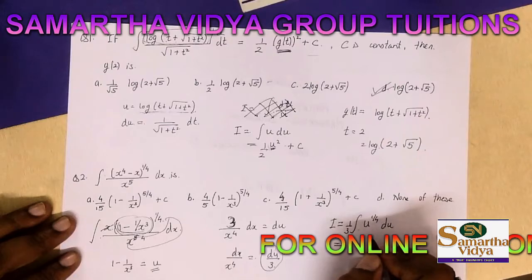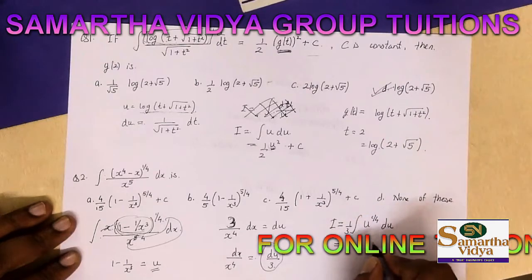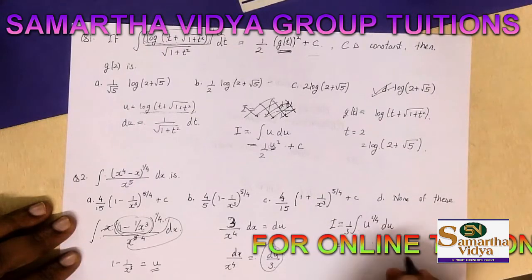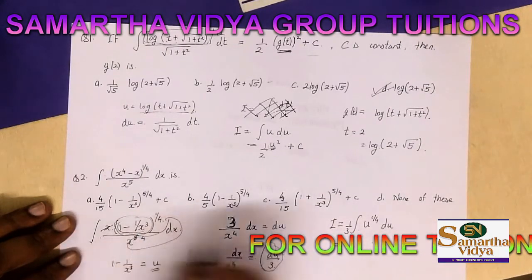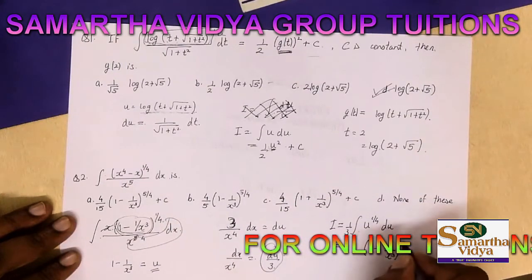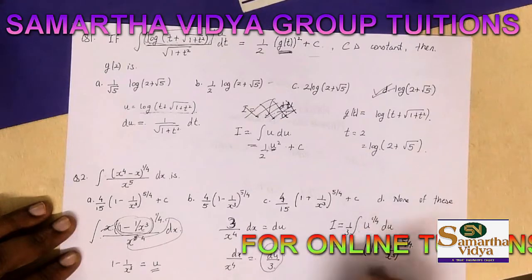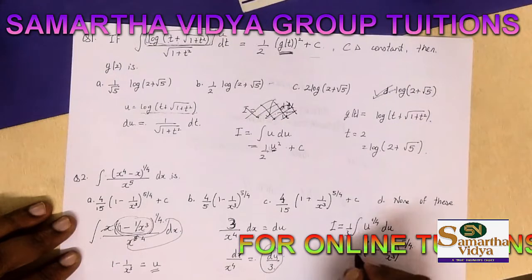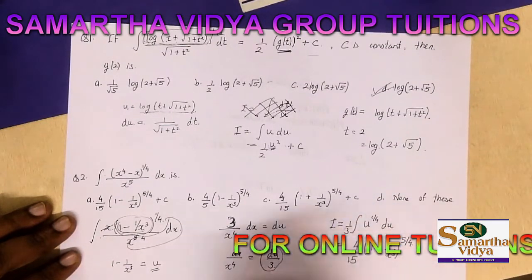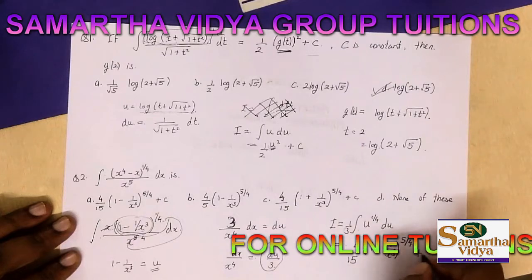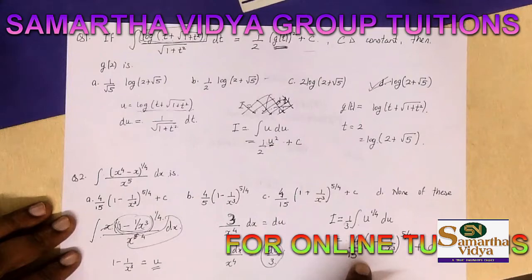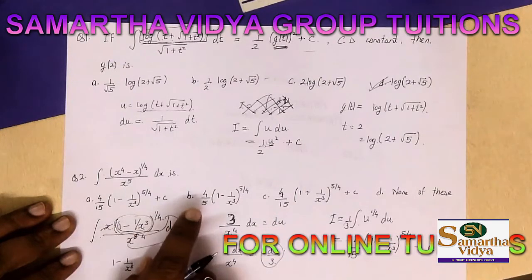So u raised to 1 by 4 is nothing but 1 by 4 plus 1, which is nothing but 5 by 4. So u raised to 5 by 4, and u is nothing but 1 minus 1 by x cube. So I'm directly writing this as (1 minus 1 by x cube) raised to 5 by 4, and it is also going to be divided by 5 by 4. So that is nothing but 4 by 5, and we have the 3 also, so that's why it is 4 by 15. And we have the plus c, which is the constant of integration. So if you see the options, it's nothing but option A.